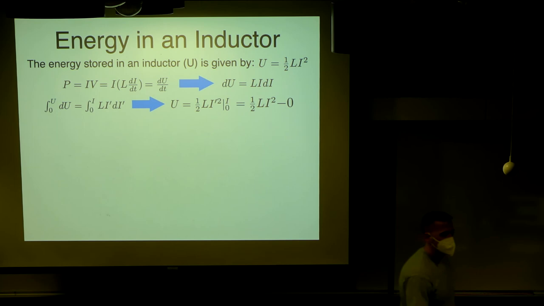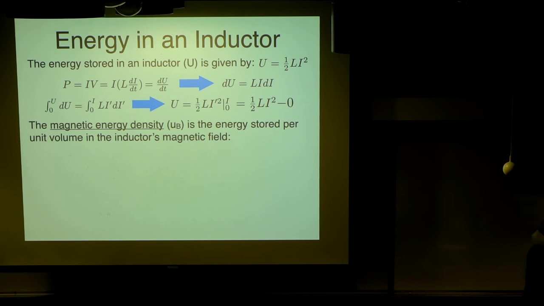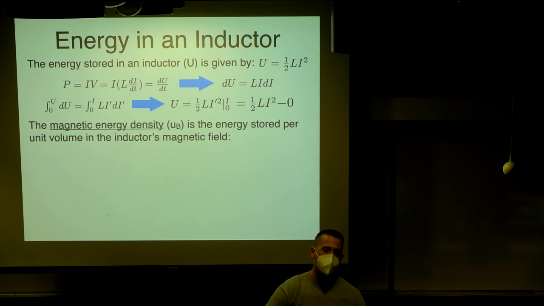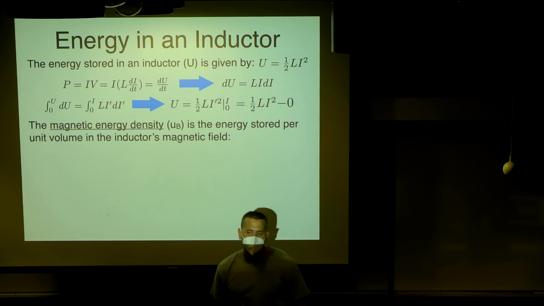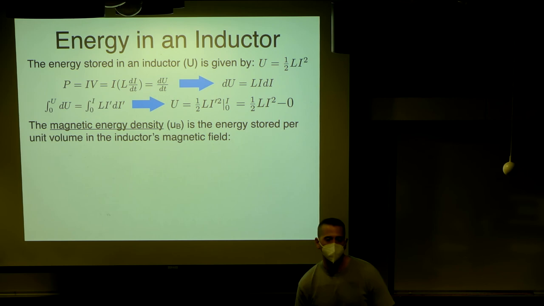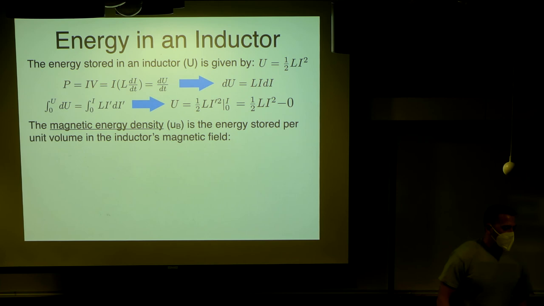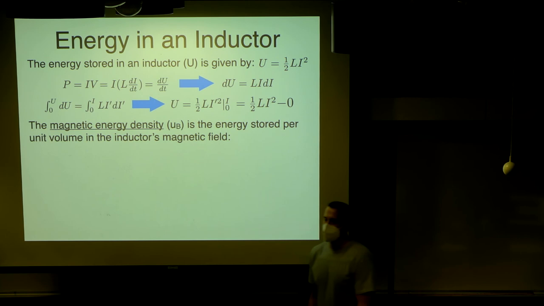So the thing we'll end with is this. You guys remember the idea of energy density? So capital U is just total energy stored. Lowercase u stands for energy density. Energy density is the energy per unit volume in some region of space, okay? Energy divided by volume, that's what energy density means. So magnetic energy density is specifically for a magnetic field, how much energy is being stored per unit volume, okay?